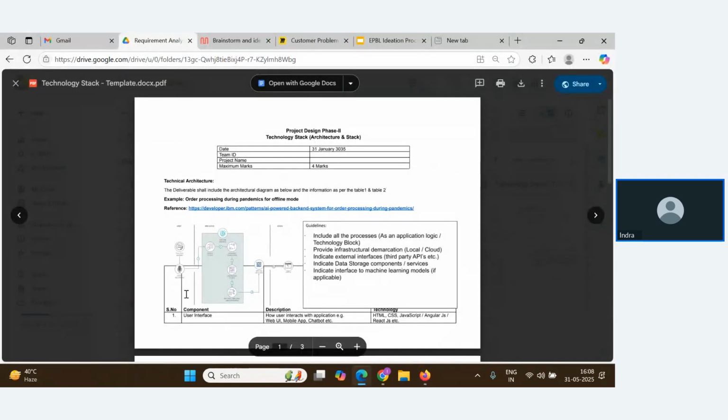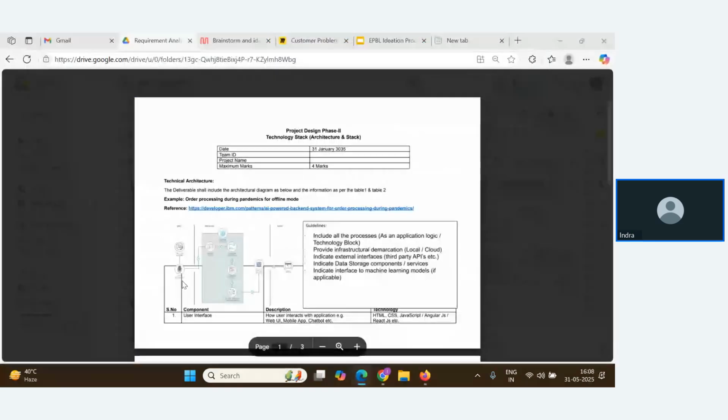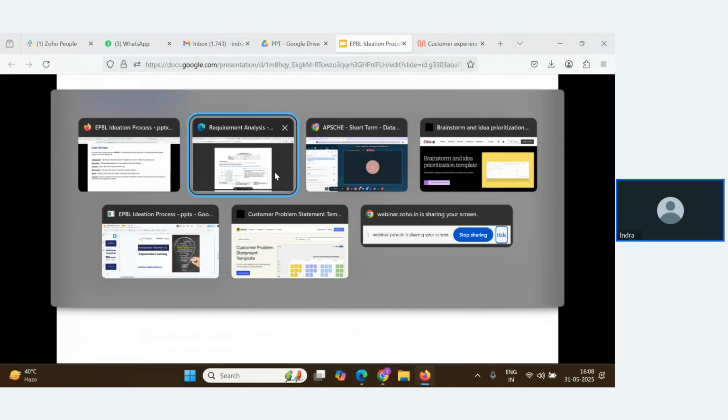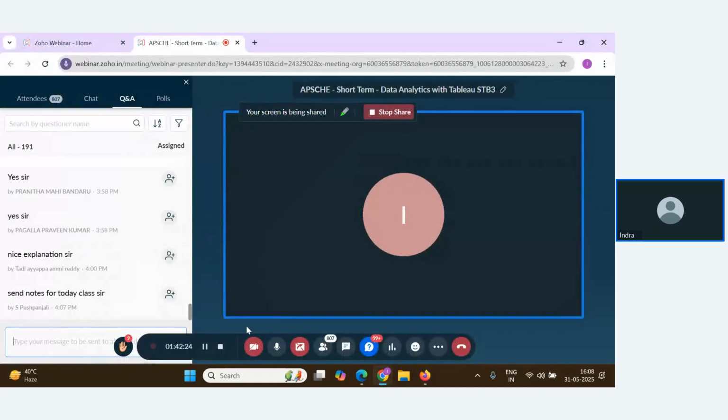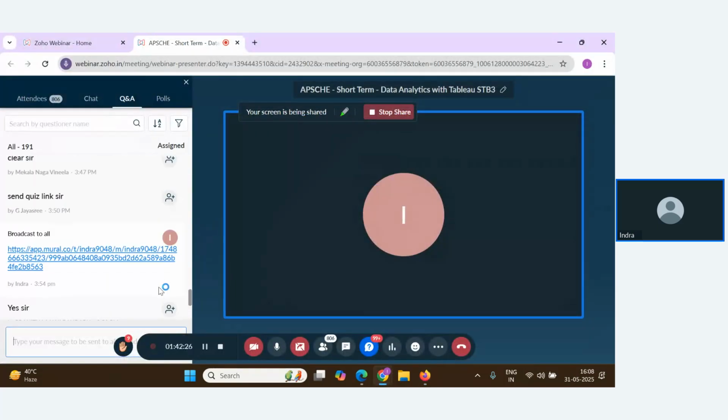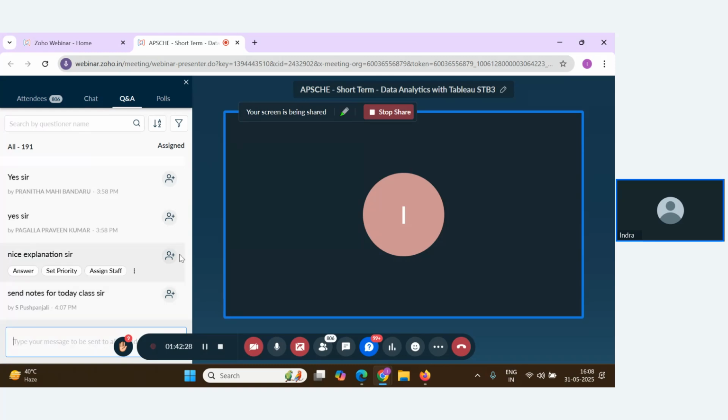So create a small architecture of your project also and attach it here. So in this way, you can complete the template. Am I clear to you? Guys, today I have not made any kind of notes because these things are self-explanatory. There are no notes required here.